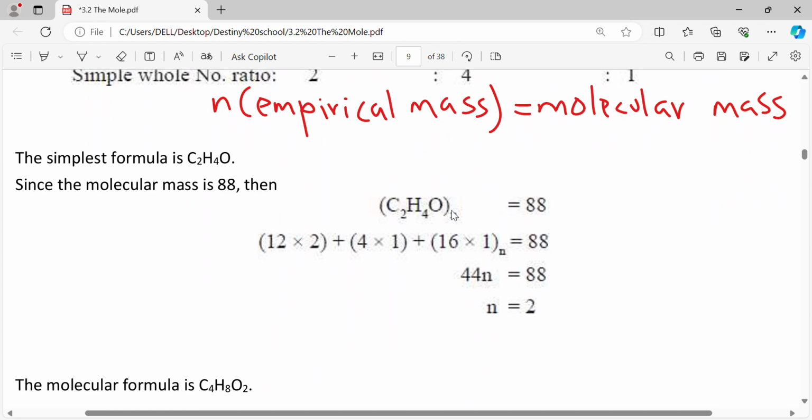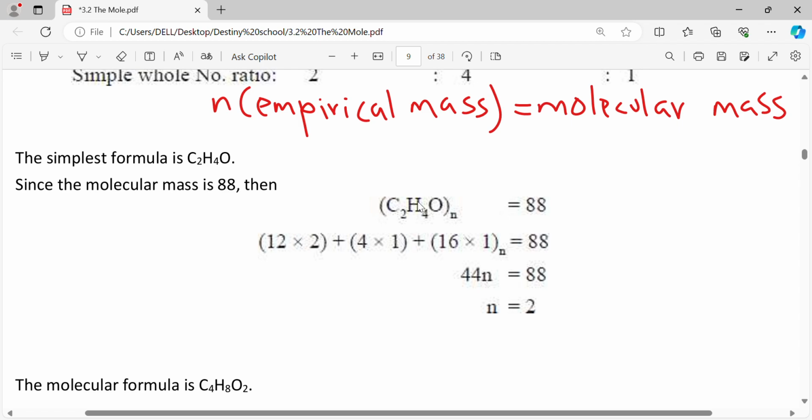It was here in the equation. Let me show you. As you can see, we were given the molecular mass. If its relative molecular mass is 88, it was there in the equation. So that is where I've got it from.